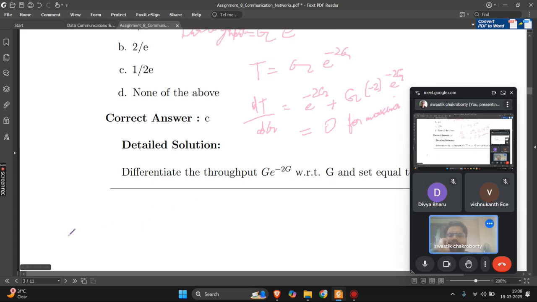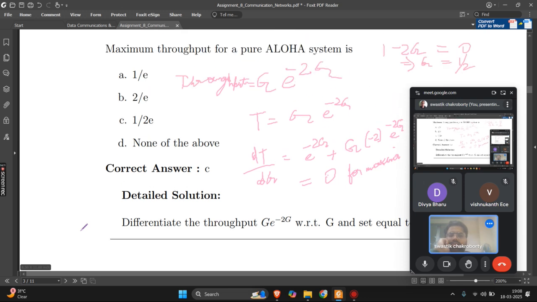So what is the throughput then? The maximum throughput Tmax will be the throughput at g equal to half. So g times e to the power minus 2g, which is half into e to the power minus 2 into half. The 2 and half will cancel, so this will be half e to the power minus 1, or 1 by 2e. So the correct answer is option C.